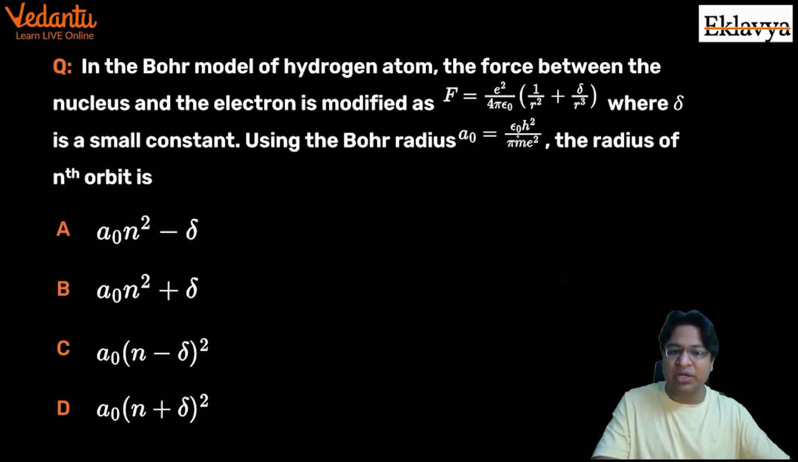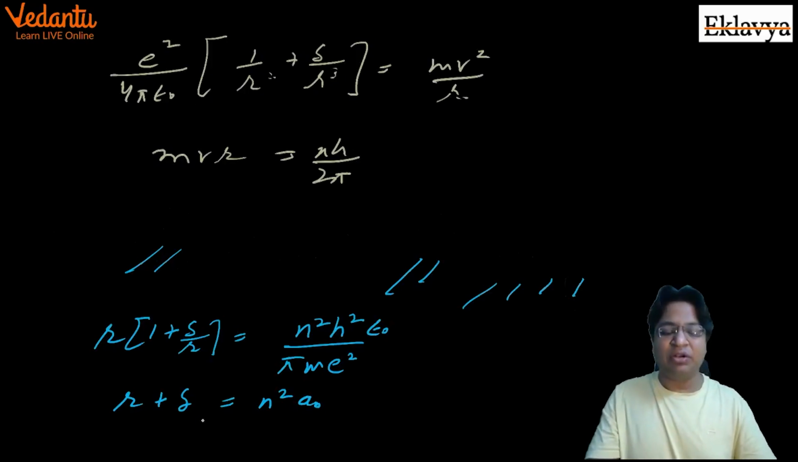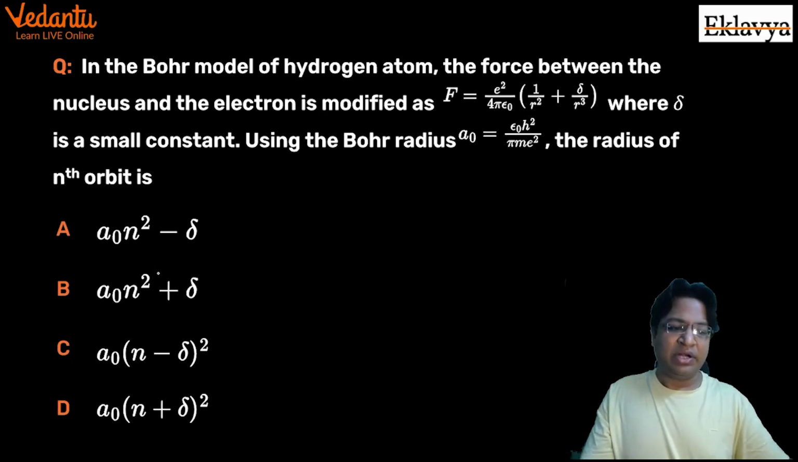I think I missed epsilon naught somewhere. Yeah, this epsilon naught was here, I forgot to write it here. So this is a naught now, and I think we are done. R is n square a naught minus delta. All right, n square a naught minus delta. Option A would be the right answer.